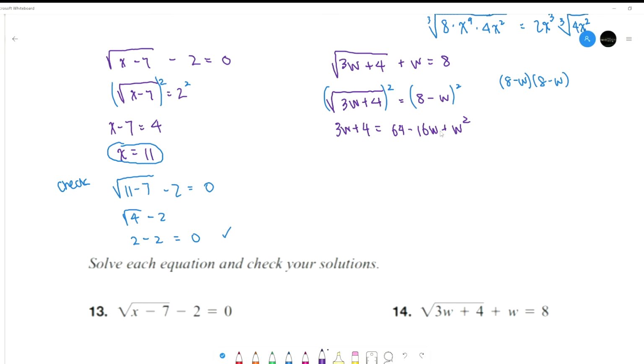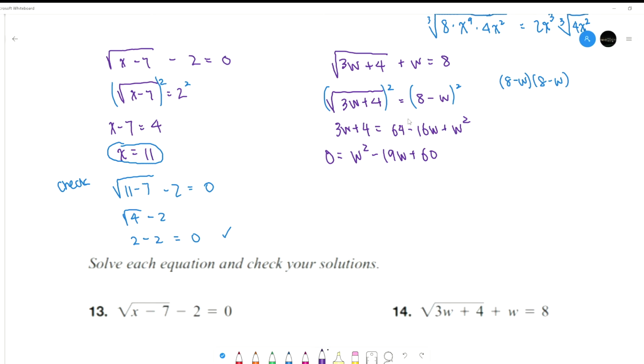Now I see w squared is positive on the right-hand side. I made a mistake there. So I'm going to move these terms to the right, that way 0 is on the left side. So 0 is equal to, I have to subtract 3w. I'm going to write it from highest to lowest power. So w squared, and then subtract 3w, so that's minus 19w. Subtract 4, and that's plus 60. So now we see a quadratic equation on the right-hand side.